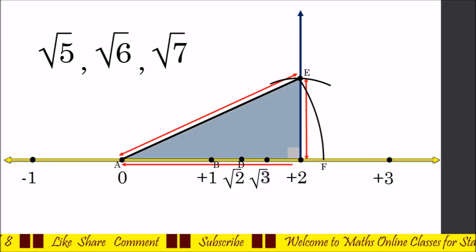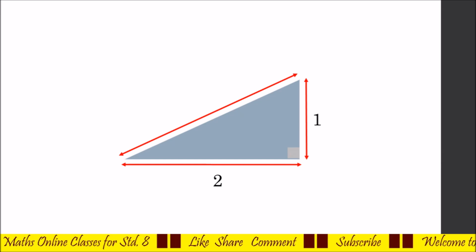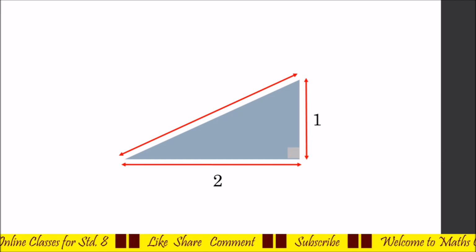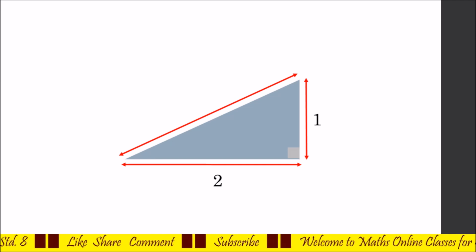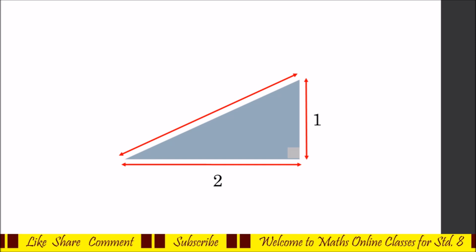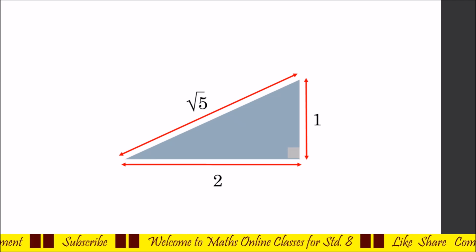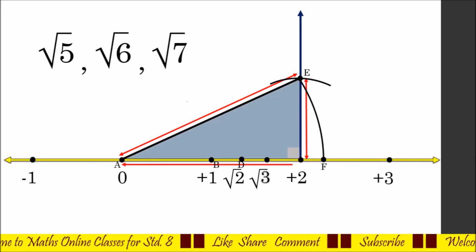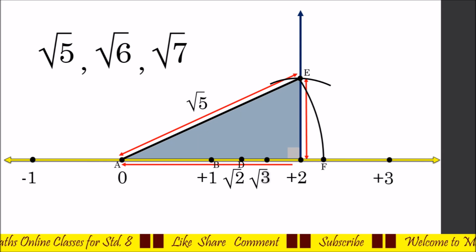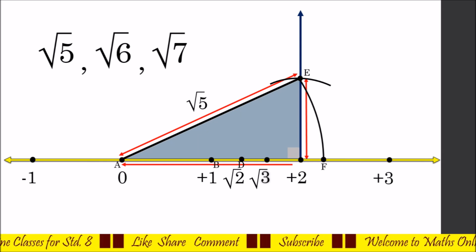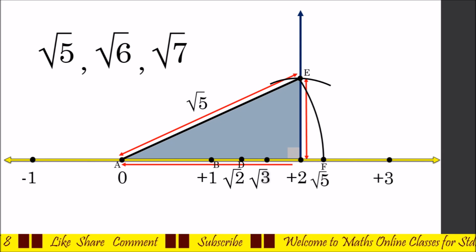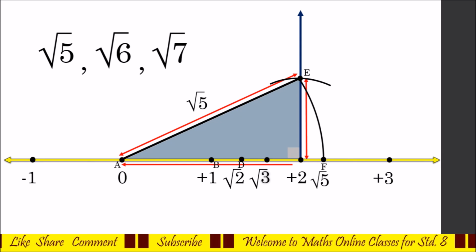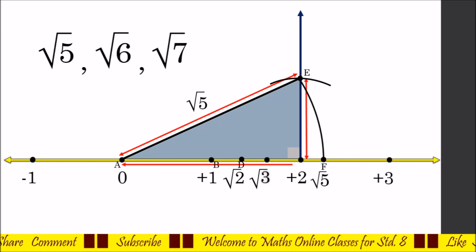Name the point F. If we see this right angle triangle, whose base is 2 units and height is 1 unit, by Pythagoras theorem, we get hypotenuse root 5. As hypotenuse AE is root 5, similarly AF is also root 5. In this way we showed root 5 on the number line.